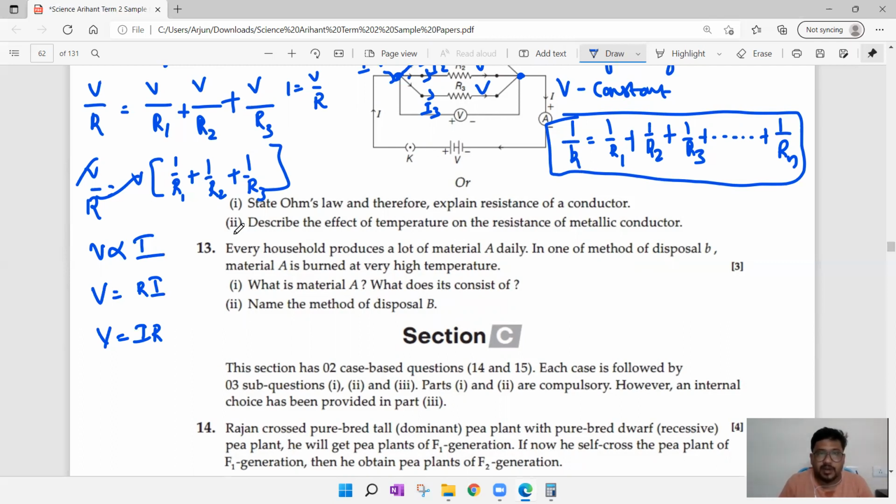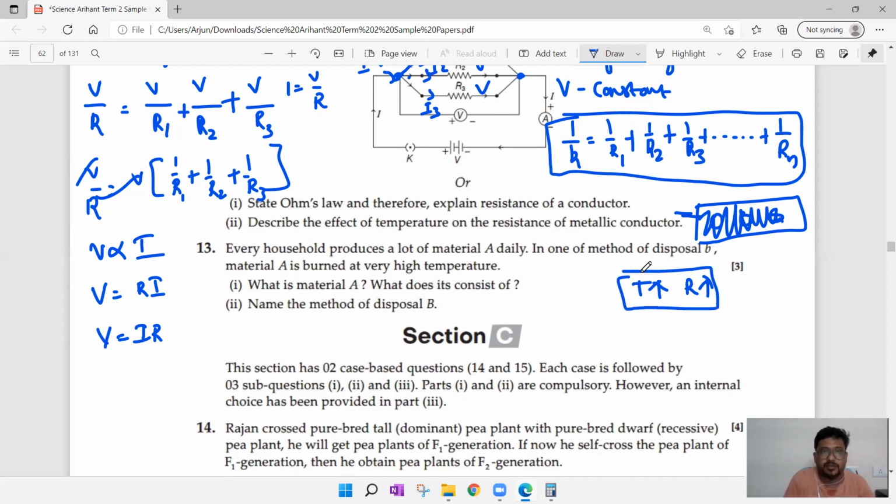Next, the second one. Describe the effect of temperature on the resistance of a metallic conductor. It's quite simple. When temperature increases, resistance also increases. Why? You see, this is a conductor. There will be atoms, and if you pass free electrons, because of high temperature, kinetic energy increases. Because of kinetic energy, there are more collisions, and because of more collisions, resistance automatically increases. Therefore, the resistance of a conductor increases with increase in temperature. This is the only point. If you write that, it is more than enough.